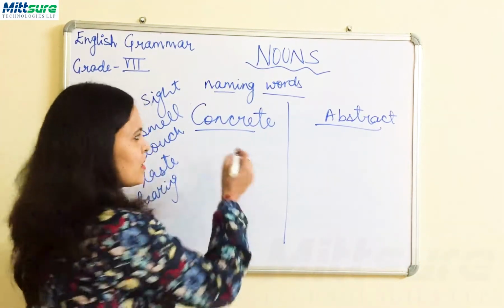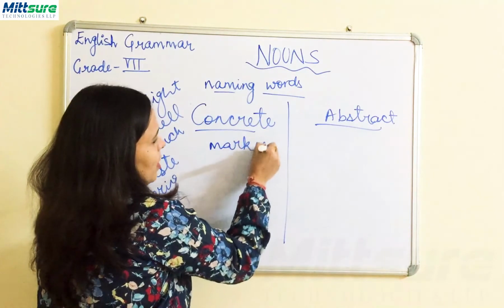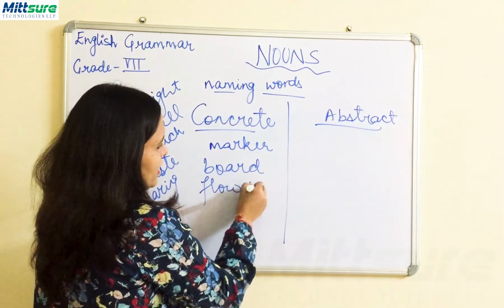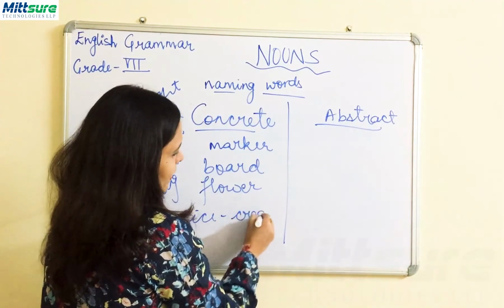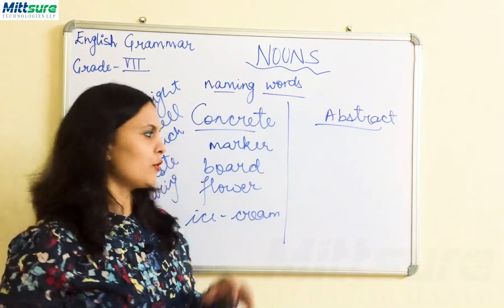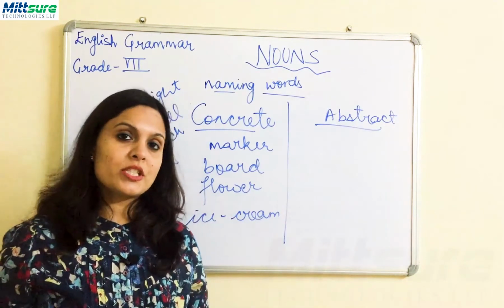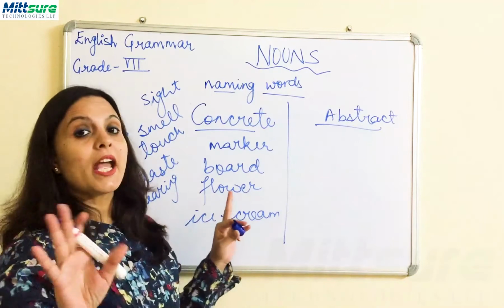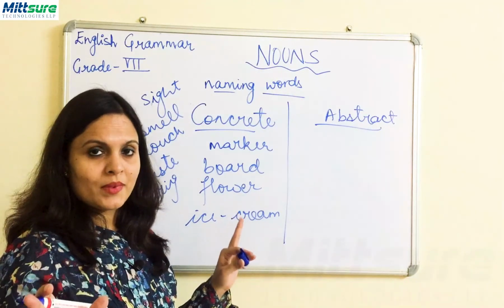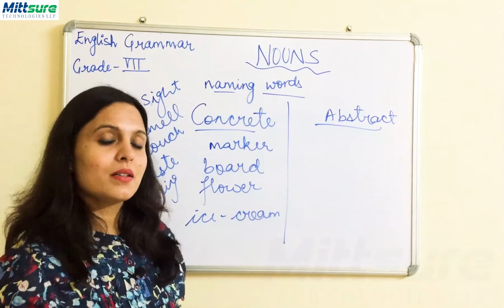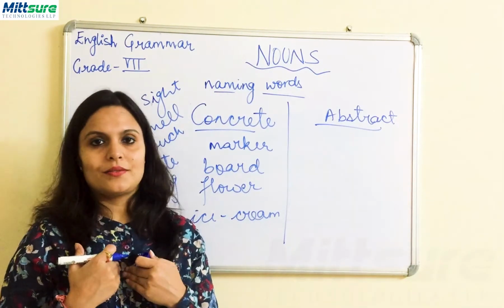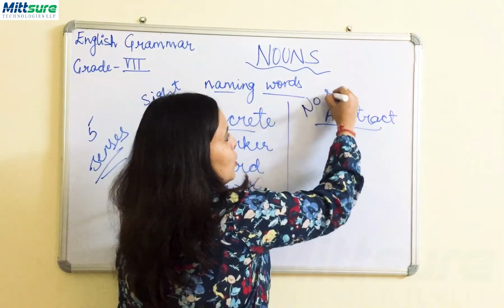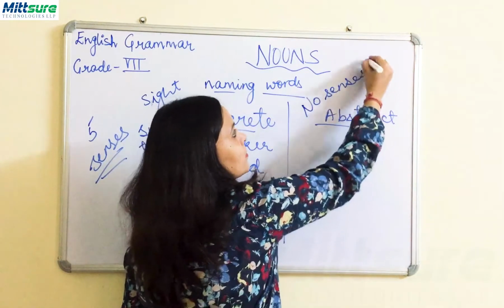So give me some examples. This marker, I can write, right? Marker, board, flower. What do you taste? An ice cream, right? Where you can apply any of the five senses. Just the opposite case is abstract noun. So what is an abstract noun? Which cannot be felt using any of the senses but just be felt within yourself. So no sense is applied here, right? In your abstract noun, no senses applied.